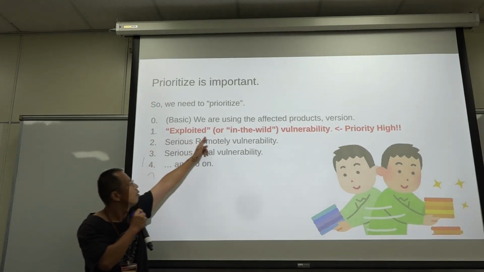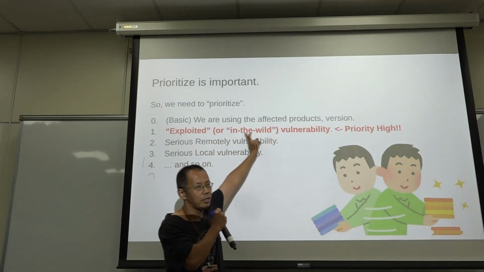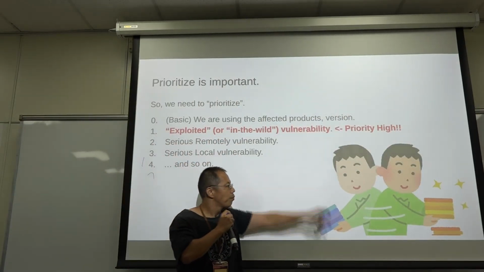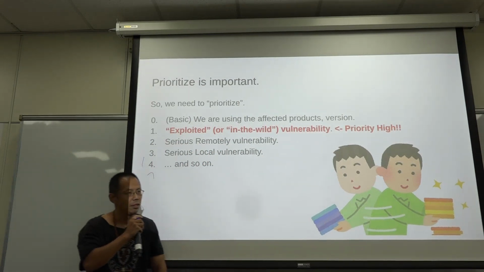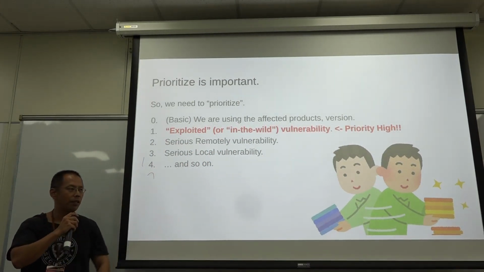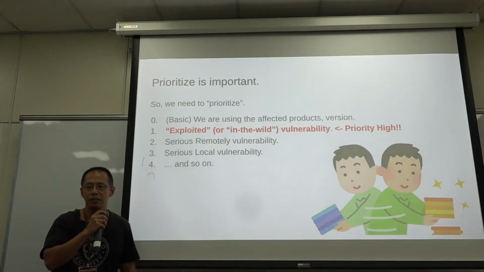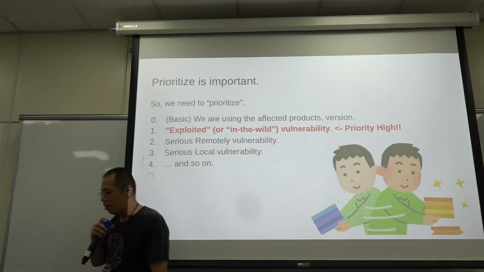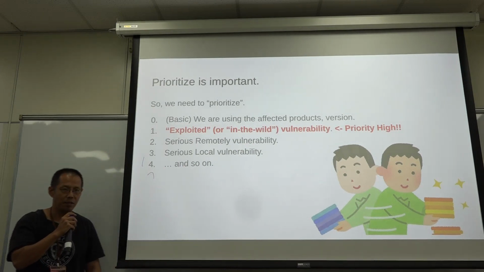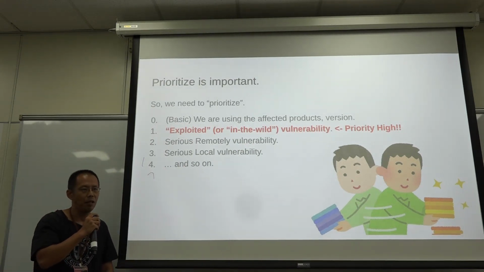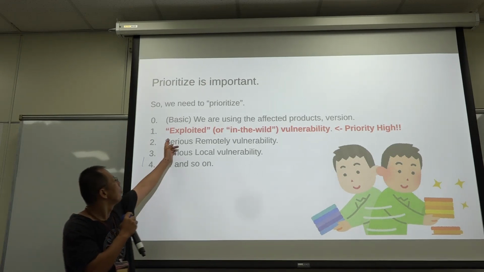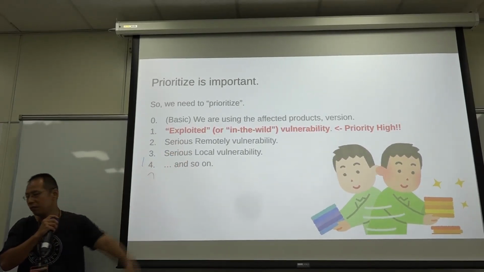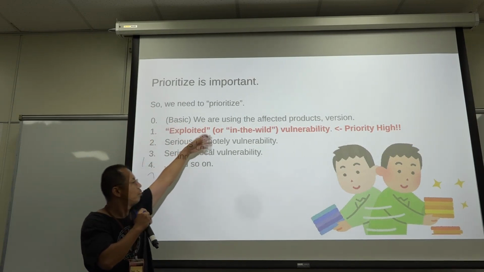If it's exploited in the world, we need to fix it immediately, right? Otherwise, maybe Russia or China or North Korea, anyone will use the vulnerability within a week, maybe a month, maybe a week. So we need to check that, and also whether it's a serious remote or serious local vulnerability. But we need to do that prior to that.